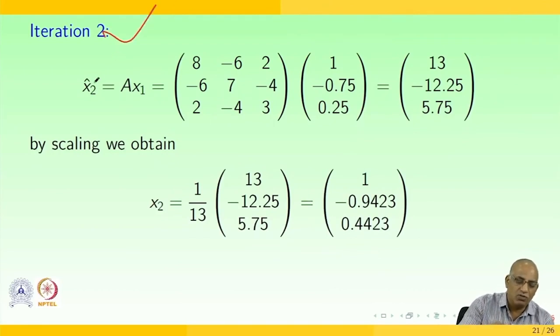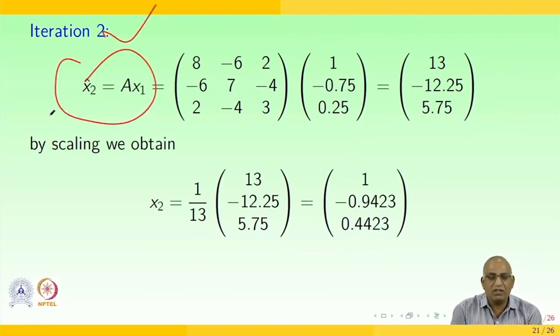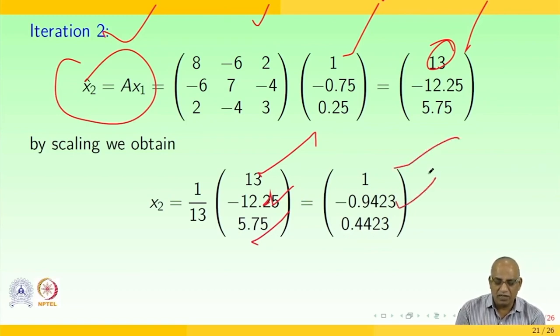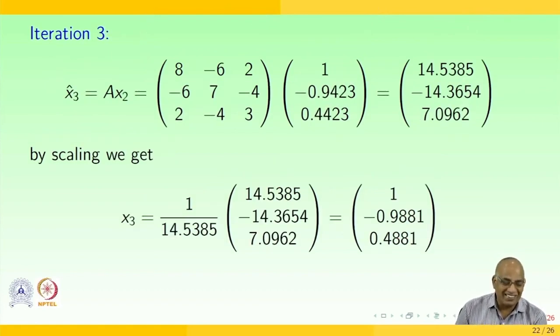When you go to step 2, x2 hat is equal to A x1, where A is a 3 by 3 matrix and x1 is just previously obtained. You get the matrix x2 cap, that is 13, -12.25, 5.75. By scaling, taking the maximum element 13, it turns out to be 1, -0.9423, 0.4423.